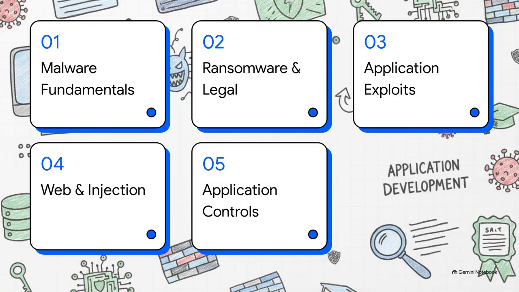Here is our syllabus for this explainer, mapping these threats directly to your CISSP exam mindset requirements. We'll start with malware and exam fundamentals, then look at ransomware and its legal thresholds. From there, we'll cover state and application exploits, break down web and injection vulnerabilities, and finally, wrap the whole thing up by implementing application controls.